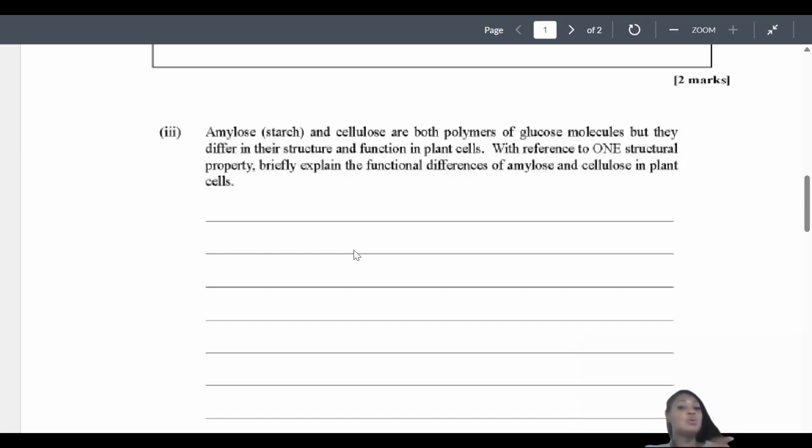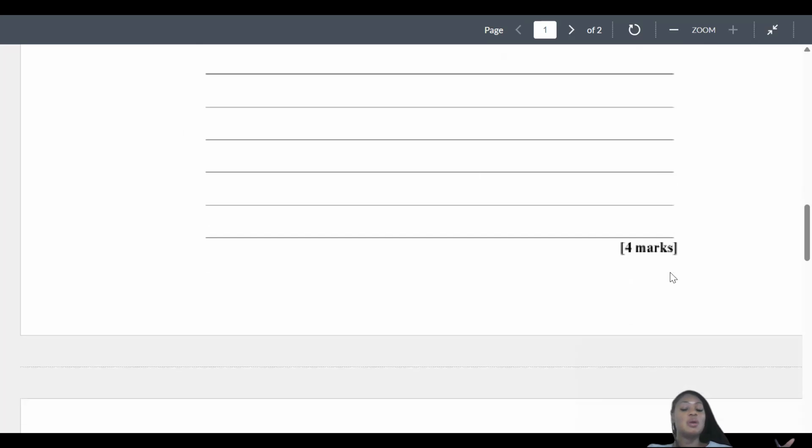On the other hand, cellulose stays as a straight chain. It doesn't coil up like amylose does. Because it stays as a straight chain, it is able to form cross-links with other chains, which allows it to form fibers, and that allows it to form a strong structural support for the cell wall. So one molecule is there for storage of glucose in the cell. The other molecule gives structural support to the cell. You want to discuss that for 4 marks.